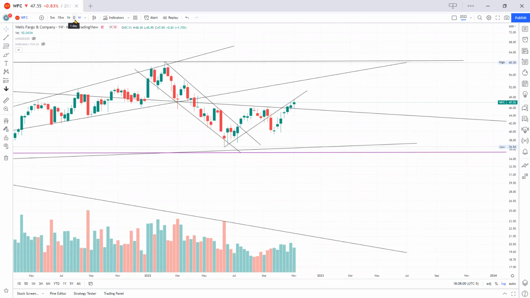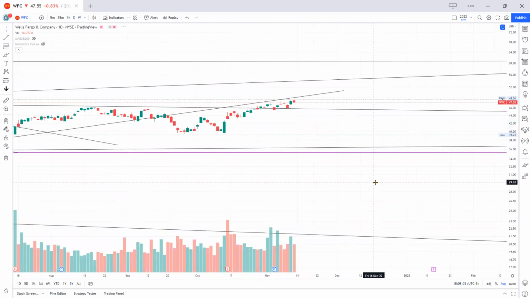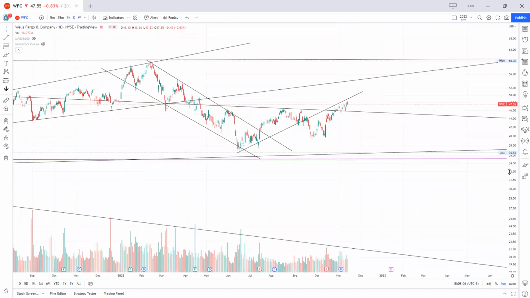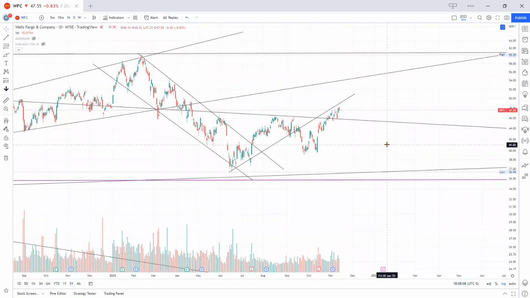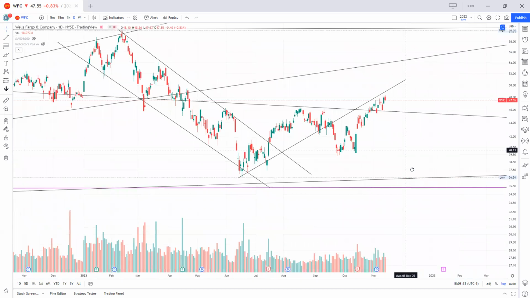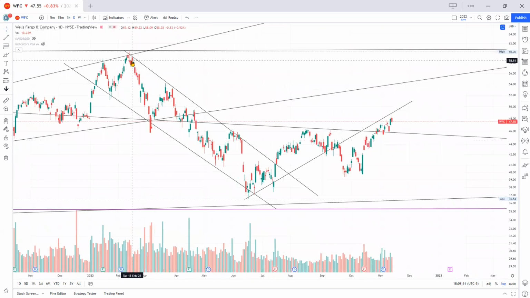Let's switch to the daily now. So daily is a lot more precise, okay? I'm going to clean this up a little bit. I can kind of see a few things. And it's just my way of charting. Not everybody charts this way.